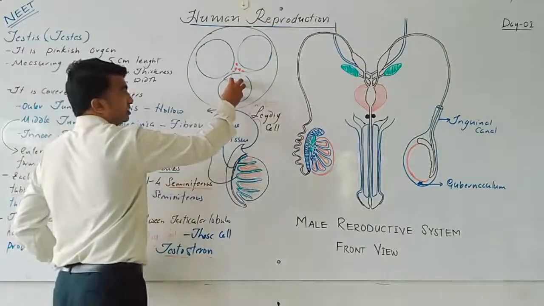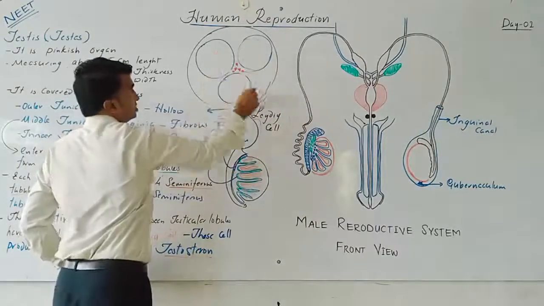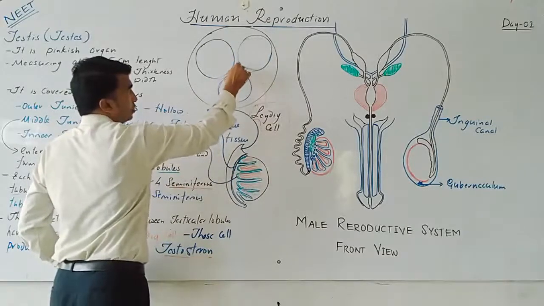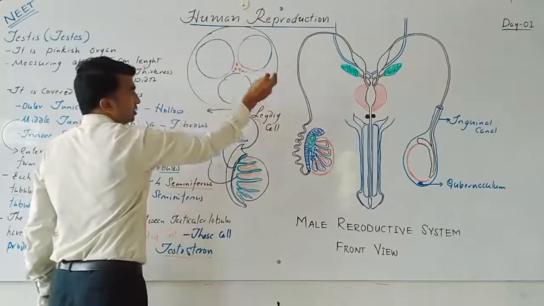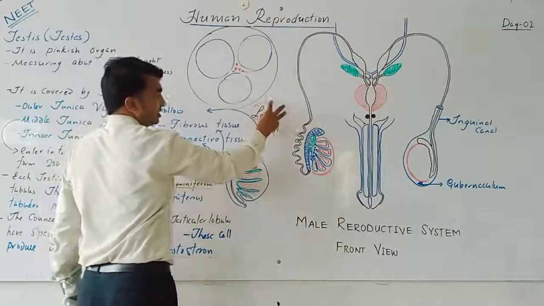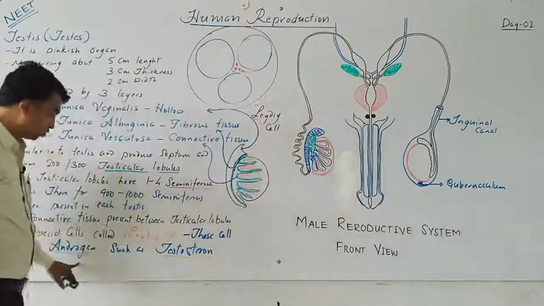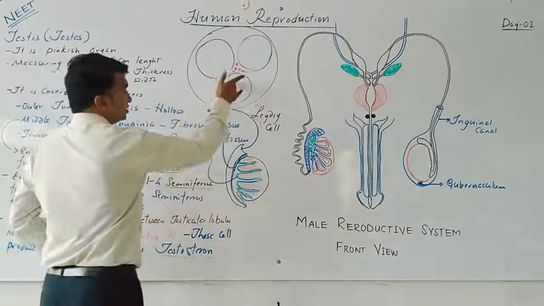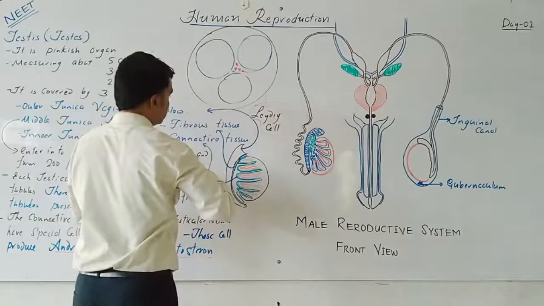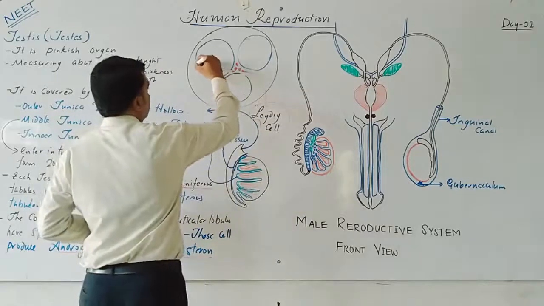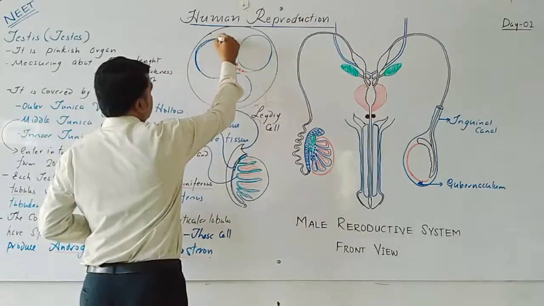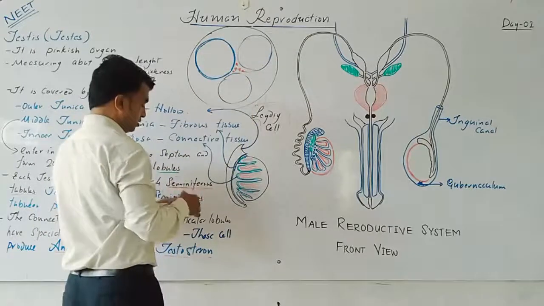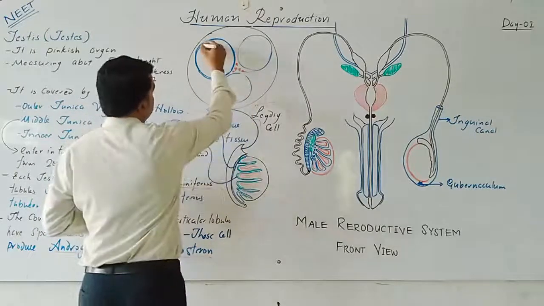So these are the seminiferous tubules here. So these are the testicular lobules. The space which is present between the seminiferous tubules, where the connective tissue is, is where the Leydig cell is present. So these cells produce the androgen or the testosterone. Now inside, this is the seminiferous tubule, which is covered by the thin membrane, lamina propria. Just below it, the basement membrane is there.